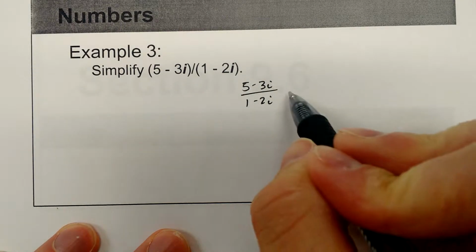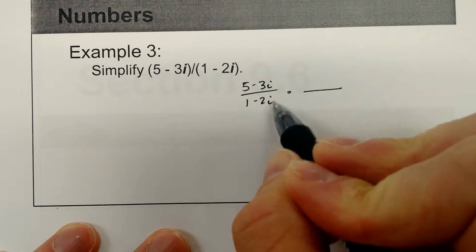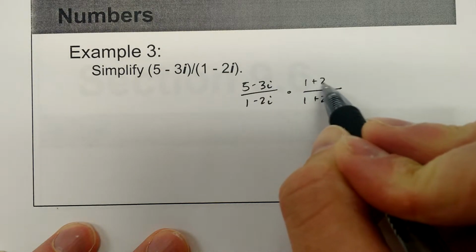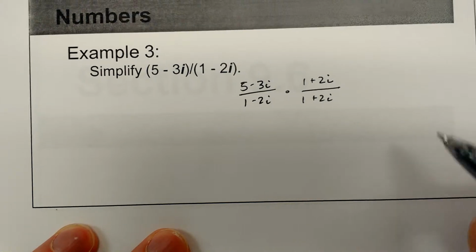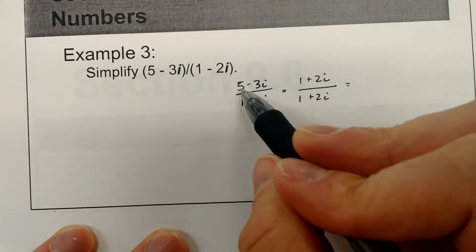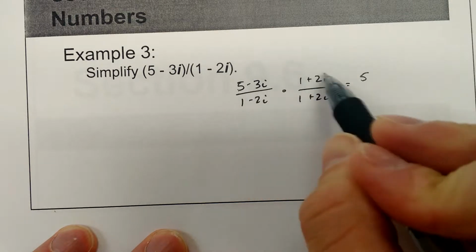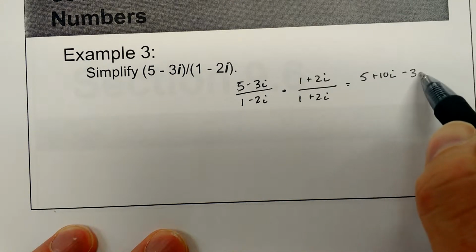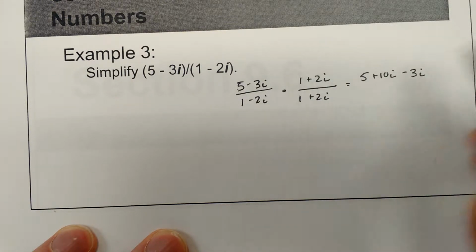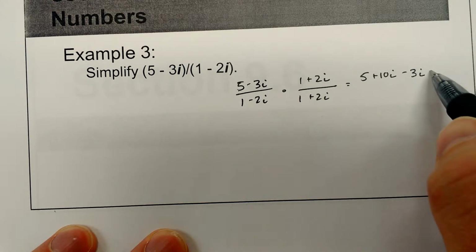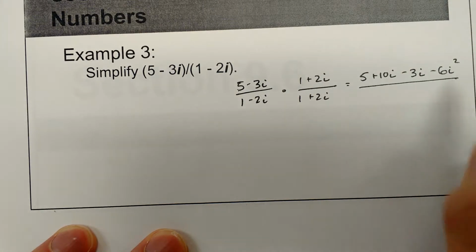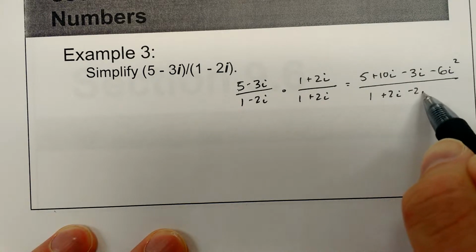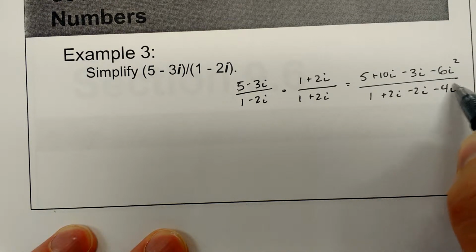Here's your problem. I'm going to multiply both the numerator and the denominator by the conjugate of the denominator. The conjugate differs in sign, so both get multiplied by 1 plus 2i. Across the top, this is a FOIL problem. 5 times 1 is 5. 5 times 2i is 10i. -3i times 1 is -3i. And that's going to be -6i squared. On the bottom, I have to FOIL as well. So 1 plus 2i minus 2i minus 4i squared.